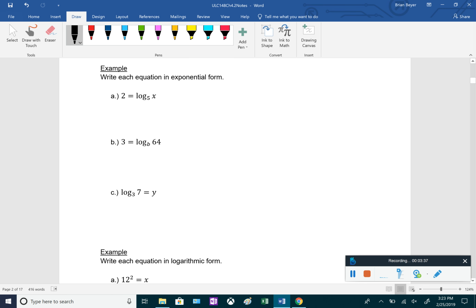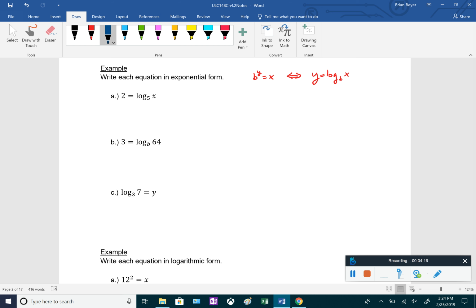So let's do some examples for converting. For the first one, we want to convert from logarithmic form to exponential form. I'm just going to rewrite that rule right here. b to the y equals x is the same thing as y equals log base b of x. Okay, first one we have 2 equals log base 5 of x. We want to convert this into exponential form. One way you can do this, you can identify the y, identify the b, identify the x, and then put it into its appropriate exponential form.